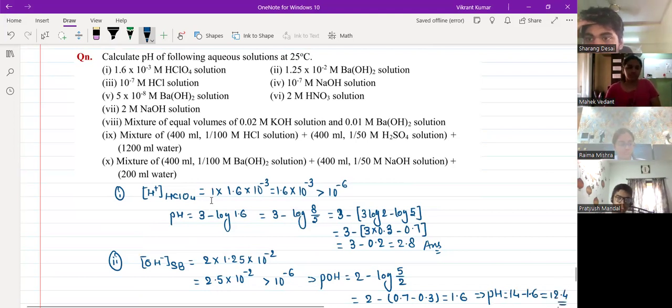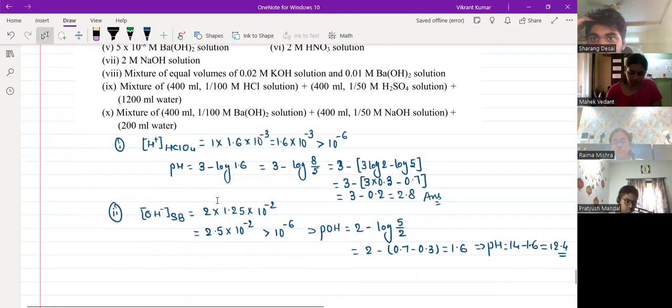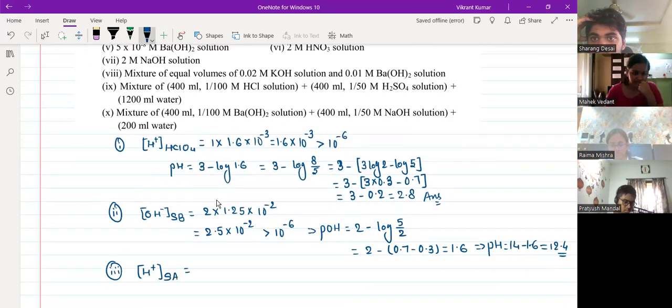That was the second one. The third one, I think I have already given you the calculation. 10 raised to minus 7, so what will happen? I had given you the value actually. So H plus from strong acid. If I write SA, it is strong acid. If I write SB, it is strong base. WA will be weak acid. WB will be weak base. Now, if I ask how much is this? This is 10 raised to minus 7, which is now less than 10 raised to minus 6.